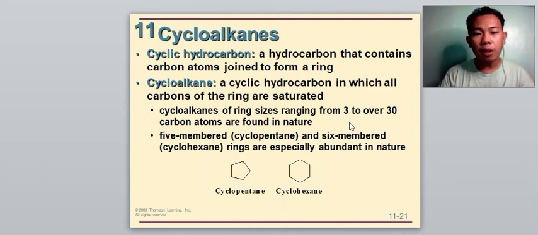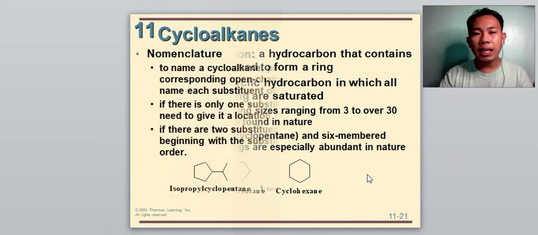Cycloalkanes with ring sizes ranging from 3 to over 30 carbon atoms are actually found in nature, for example, extracted from plants and from animals. The 5-membered cyclopentane and 6-membered cyclohexane rings are especially abundant in nature. So, the structures of cyclopentane and cyclohexane are abundant in nature.